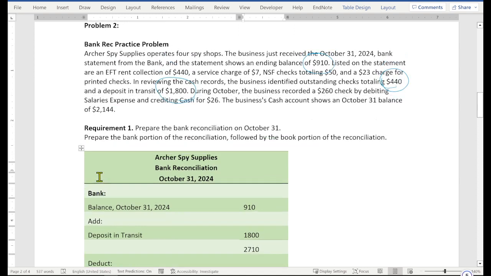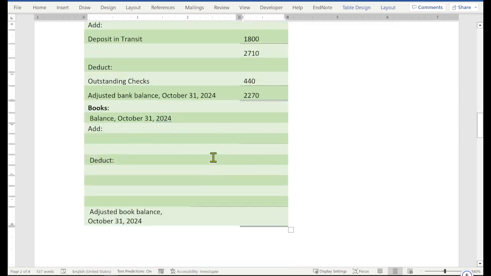Let's go ahead and now adjust the book side. So I'm going to just erase these circles so we can now start talking about the book side. So what we need first is the beginning balance for our books, and we're going to start adjusting that balance. It was saying the books cash account on October 31st balance is 2,144. So that's our starting balance. We're going to start adjusting that balance for some timing differences.